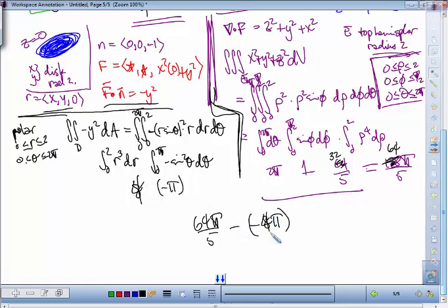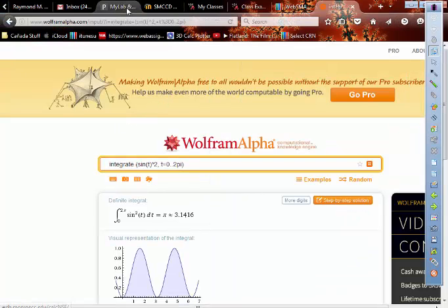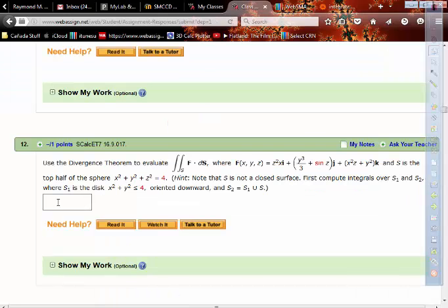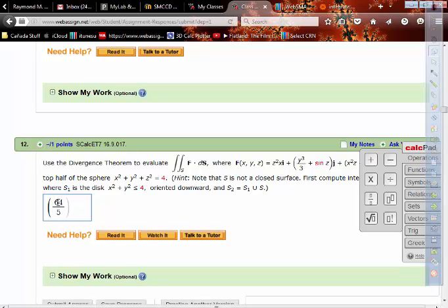Okay. So 64 over 5 plus 4 pi. Let's see if we can put that in. 64 fifths minus 4, or plus 4. Plus 4, and then pi.